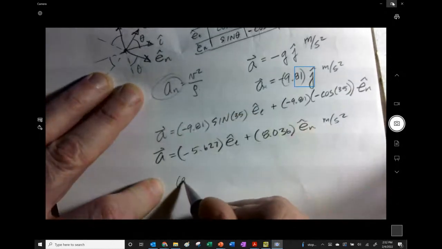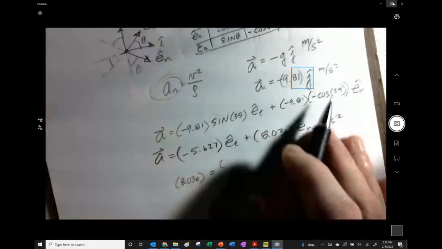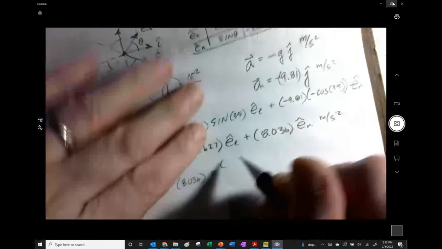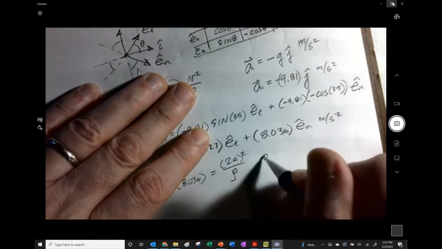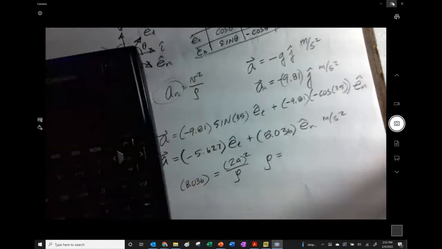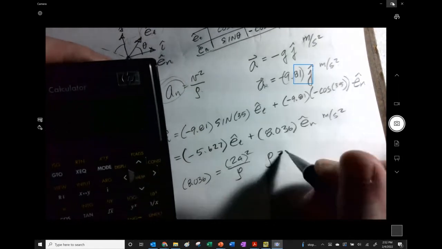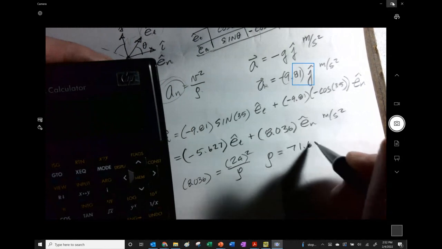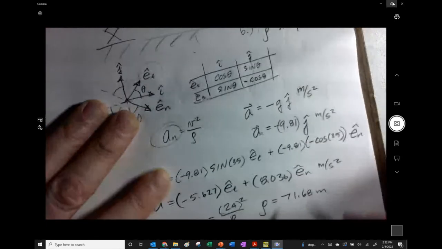So we have 8.036 is going to be equal to the initial speed, 24 squared, over the radius of curvature. So the radius of curvature is just going to be 24 squared over 8.036, so it's going to be 71.68 meters. And that was part A.